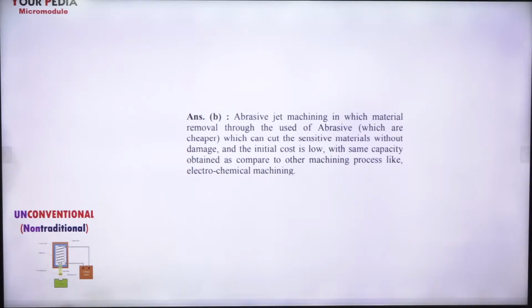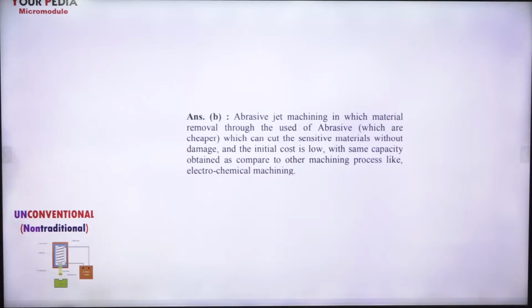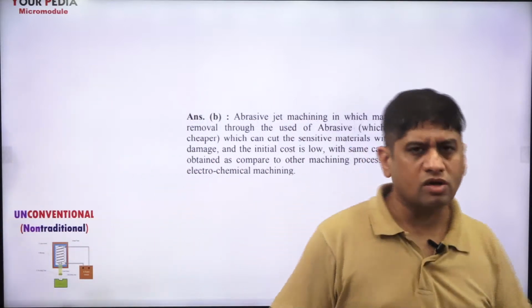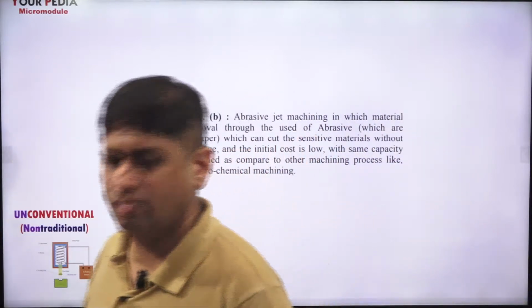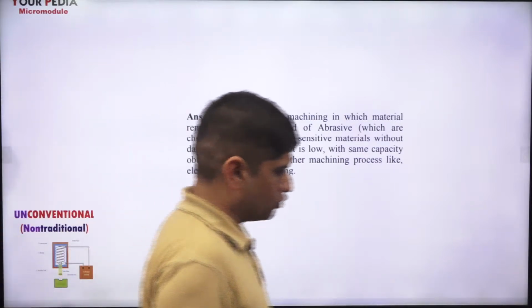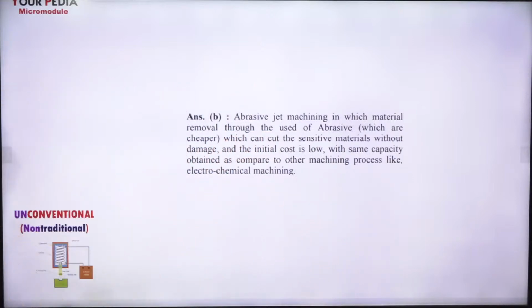So abrasive is cheap, can use sensitive material without damage, and the initial cost is low. So in comparison with other processes, abrasive jet machining is cheapest. Chemical machining process is also costlier. Why? Because in that also you require the chemical. So chemicals are actually costlier than abrasive materials. That is, I think, the reason this comparison is done. In abrasive jet machining, water or air can be used. So water and air are cheap. I mean, that is free. Water and air are free. Chemical is costly. Abrasive is also cheap.